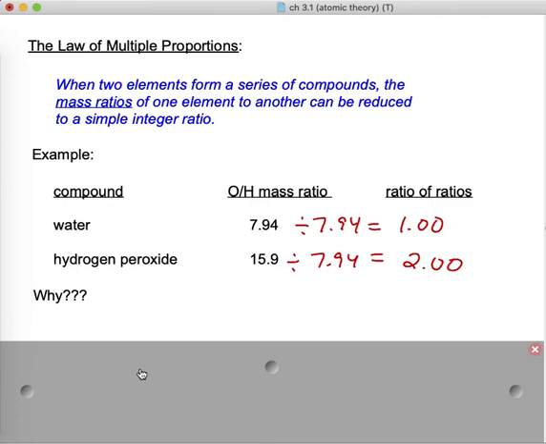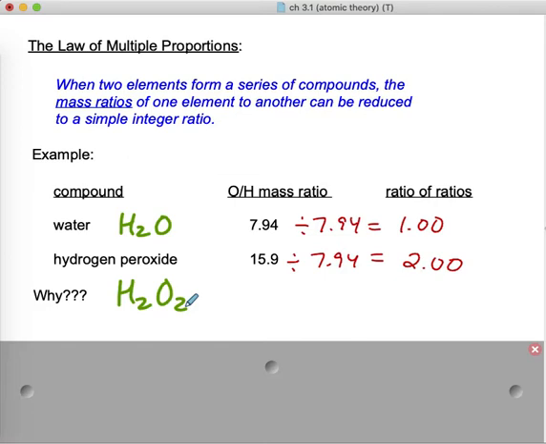So the question is why? Well, we have not yet begun talking about chemical formulas, but I'm going to jump ahead and sort of let the cat out of the bag. Here is why. The chemical formula of water, as you know, is H2O. 1 atom of oxygen for every 2 atoms of hydrogen. The chemical formula of hydrogen peroxide is H2O2. 2 atoms of oxygen for every 2 atoms of hydrogen.